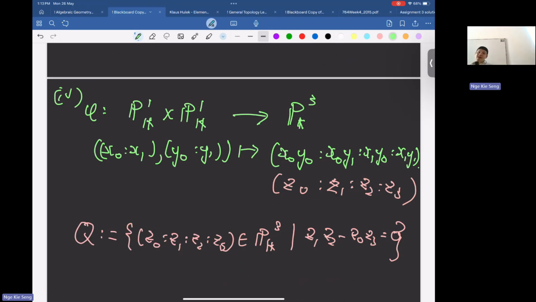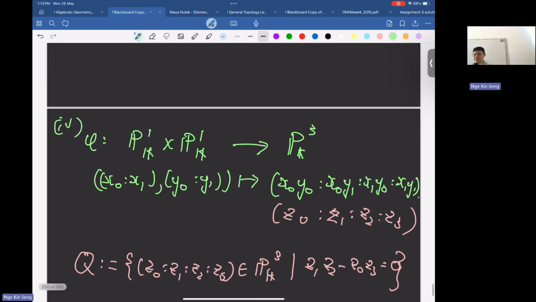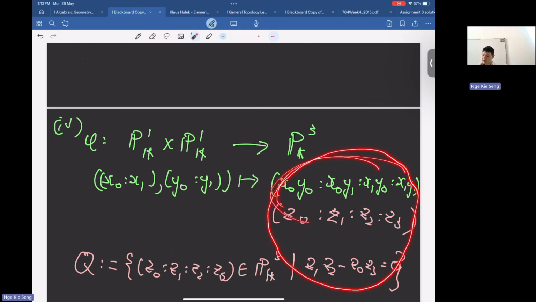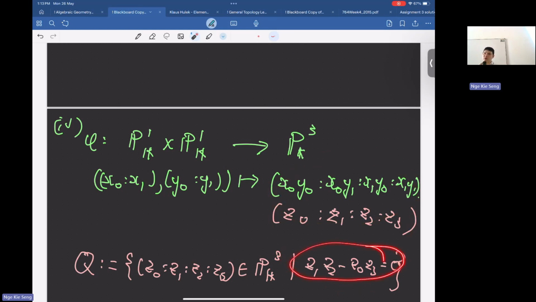So I didn't argue for you for that part. What I argued just now was this equation. So what I argued just now is this coordinate here will satisfy some polynomial equation. Okay, but why is it enough? Actually, you need some more argument.